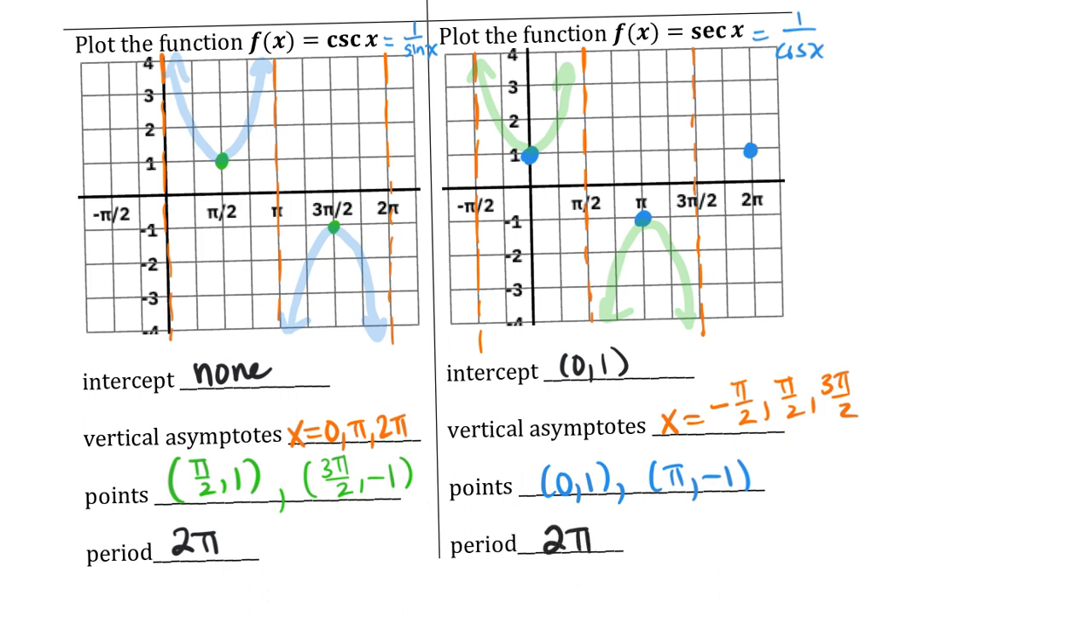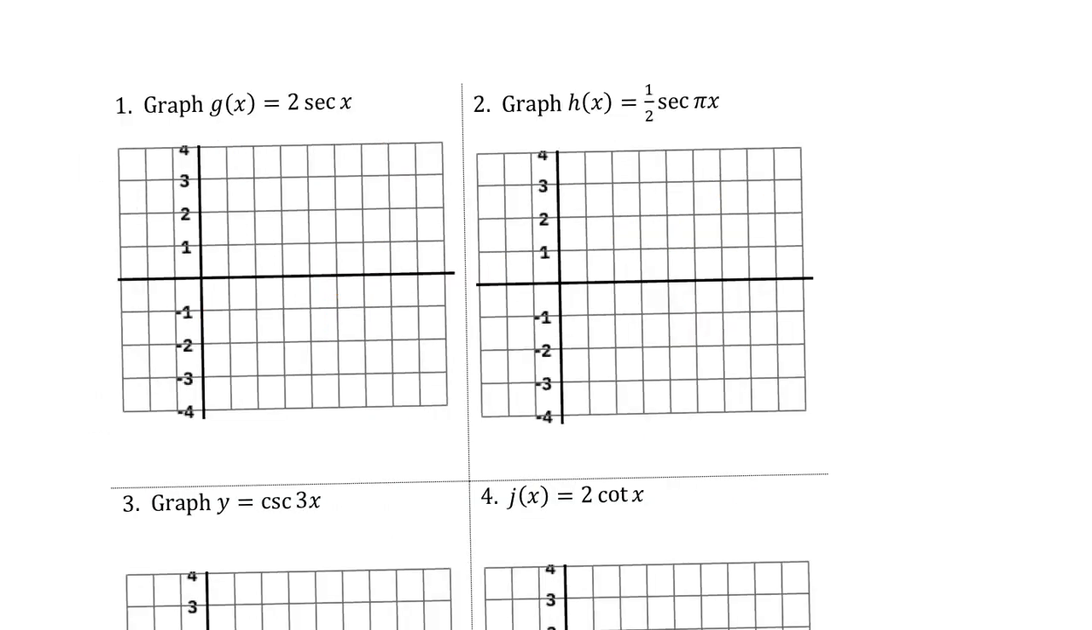Okay, so those are the parent functions of each of the graphs, and this is kind of how we get the points. But we have to know the general shape in order to work faster. Okay, let's try to change some stuff and then see how we do. Okay, 2 secant x. What is secant the reciprocal of? Cosine. Okay, so let me pretend like I'm graphing cosine.